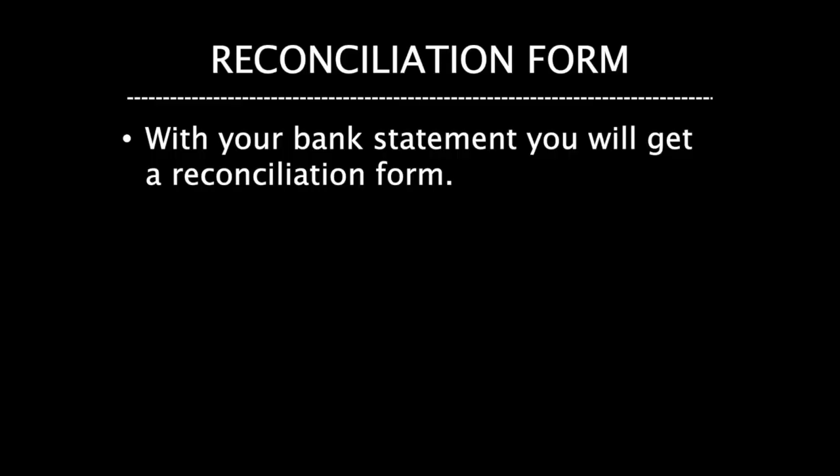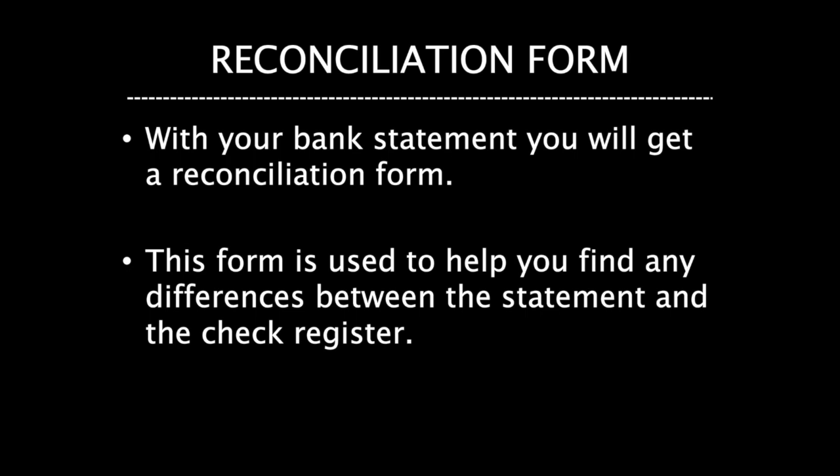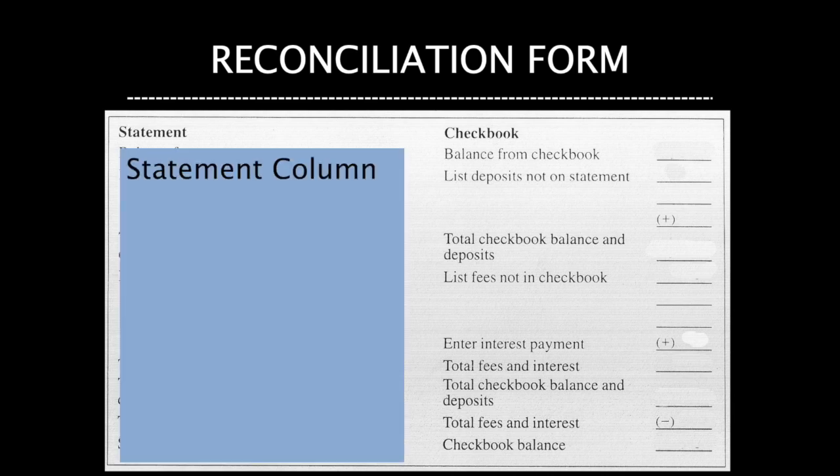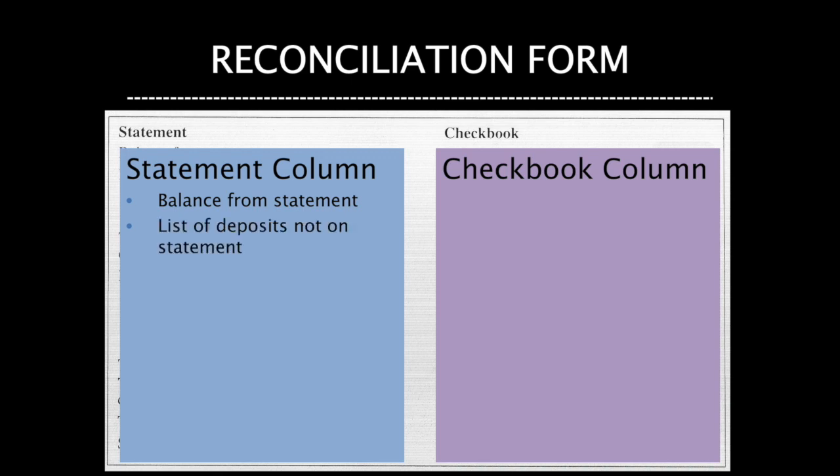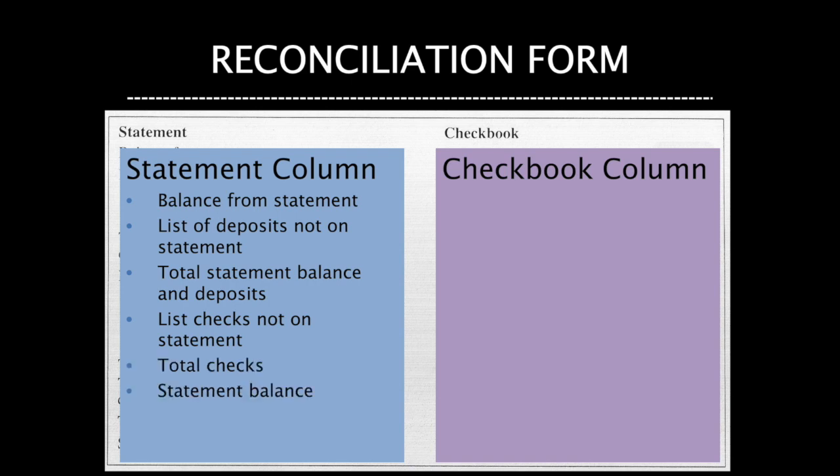With your bank statement, you'll get a reconciliation form. This form is used to help you find any differences between the statement and the check register. On the left side is your statement column. On the right side is your checkbook column. In your statement column on the left side, you'll have such information as the balance from your statement, deposits not on your statement, your total statement balance, checks not listed on the statement, your total checks, and your statement balance.